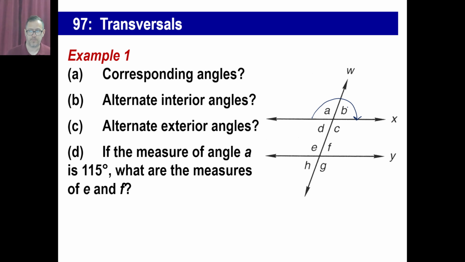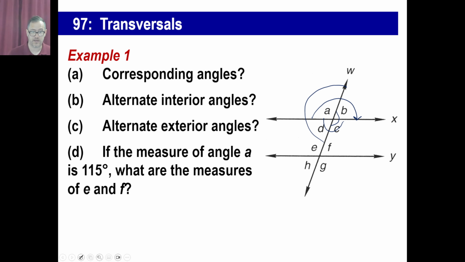If that's true, of course, we also know that B and C are supplementary, right? They add up to 180. Of course, we also know that C and D add up to 180. Now, if you look at D and A, those two together are also 180. So you can just keep going all around.